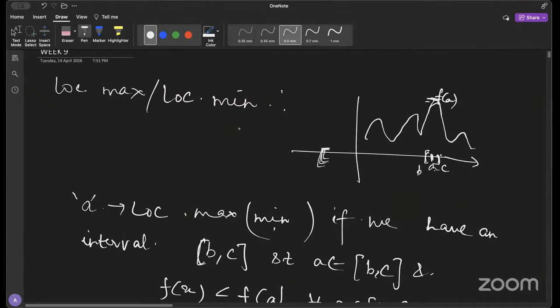Local maxima, local minima means when you have a graph, local means that if you're calling this point a local maxima, then the first thing is you need an interval around this point such that this function has maximum height at this point in this interval.